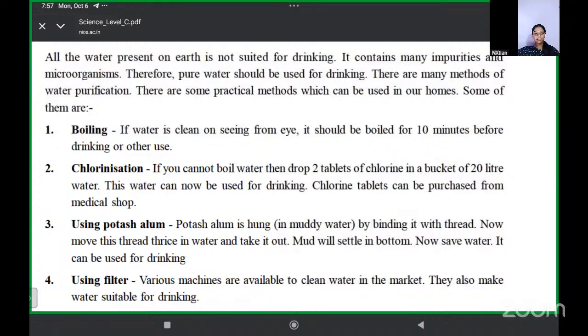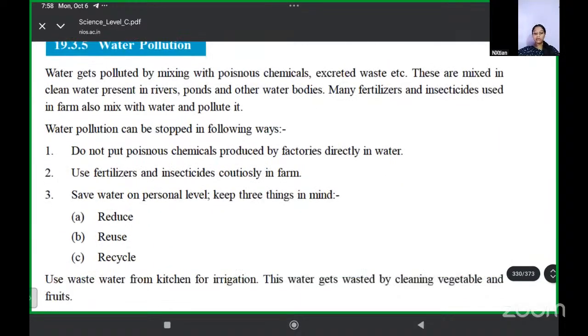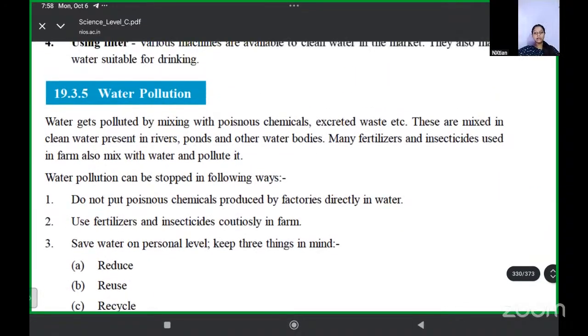No, ma'am. No? Okay. Then comes water pollution. Water gets polluted by mixing with poisonous chemicals, excreted waste, garbage, etc. These are mixed in clean water present in rivers, ponds, and other water bodies. Many fertilizers and insecticides used in farms also mix with water and pollute it.